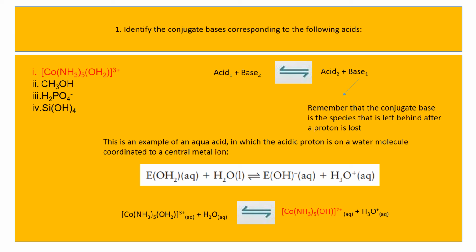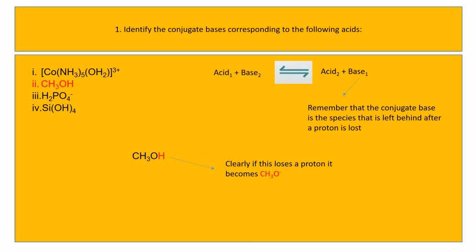And you'll note that all we've done is taken a proton from the water molecule that's coordinated to that central cobalt atom. I think this is quite a simple one. Clearly, if that loses a proton, it becomes CH3O minus.